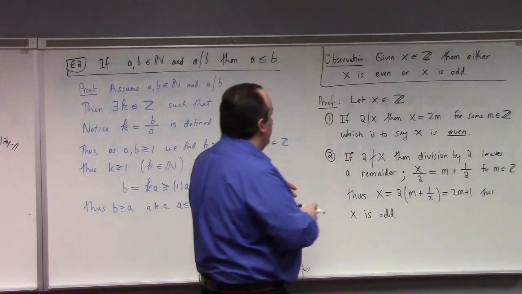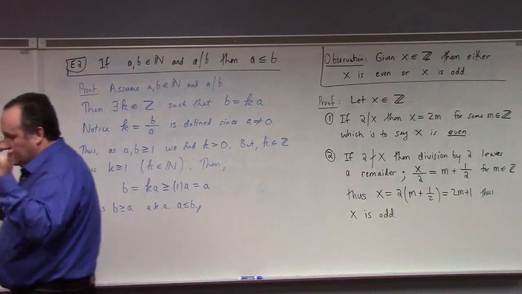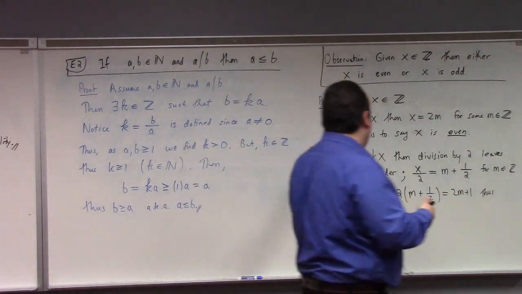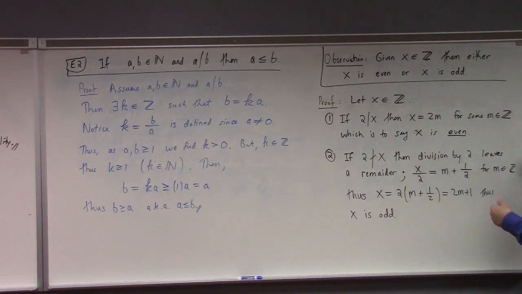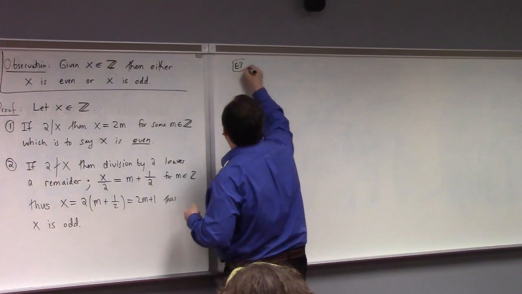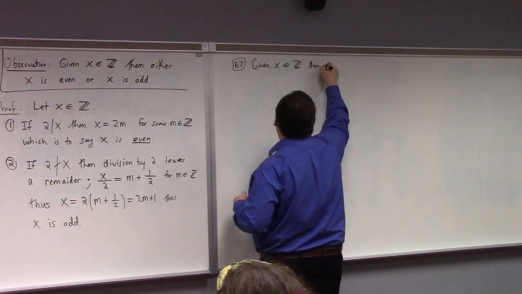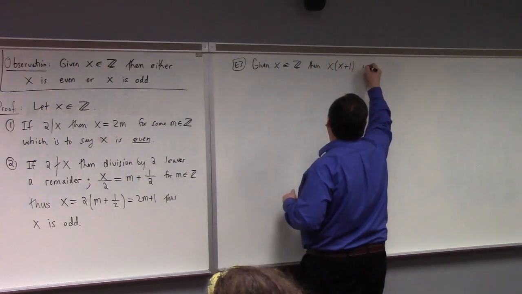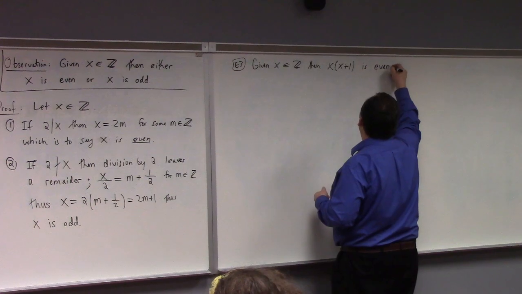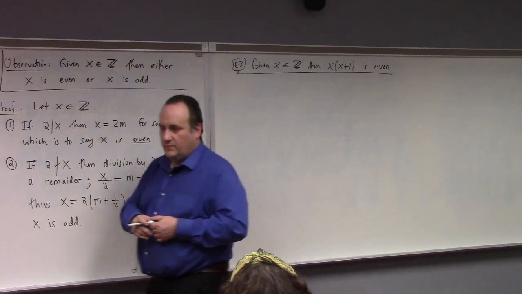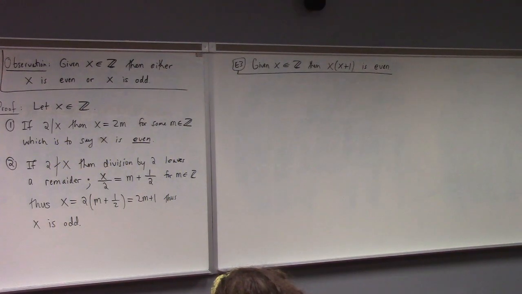That's after test 1. Okay, so that's that. Now, once you know that, then you can go prove my lemma. Let me show you why the lemma was out of order. Example 3: given x in the integers, then x times x plus 1 is even. How would you prove that? Once you know that integers are either even or odd, it opens up a whole plethora of new results. There's all kinds of things you can prove once you know that.